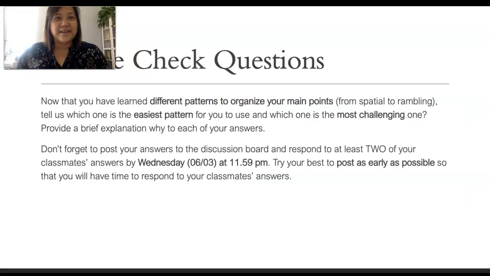So I hope that is clear, because now I would like to discuss the lecture check questions for this second mini lecture. Now that you have learned different patterns to organize your main points, from spatial to rambling, tell us which one is the easiest pattern for you to use and which one is the most challenging one. Provide a brief explanation why for each of your answers. For instance, I like cause and effect, and the reason why I like cause and effect is this. And for me, the most challenging one is spatial, for instance, because I'm just not a spatially inclined person.